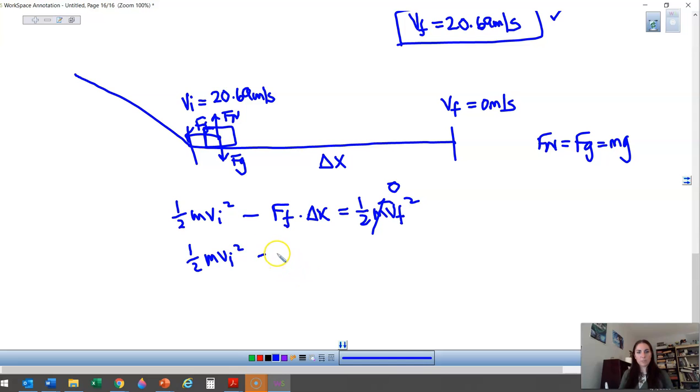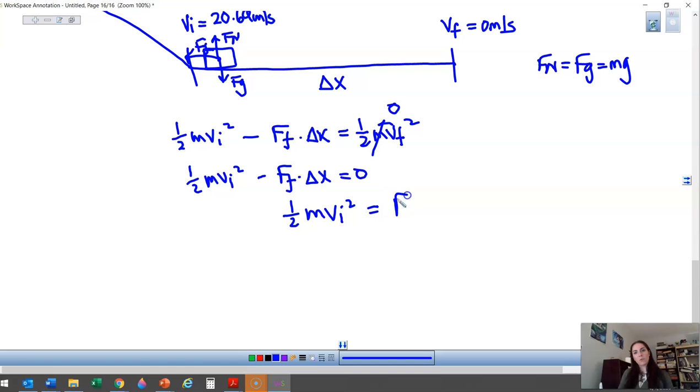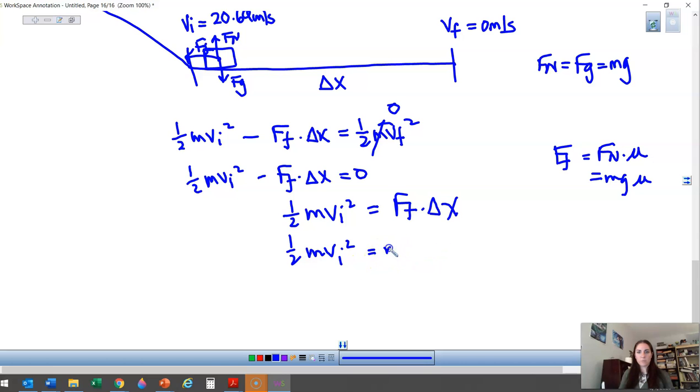I'm going to purposely do this so that you can see that when I write it like this, we have force friction times delta x. Force friction is force normal times mu, which will be mg mu. The m's cancel, which is important. What do we want to know? Distance. Okay, so yeah, it's the same result as we got before.